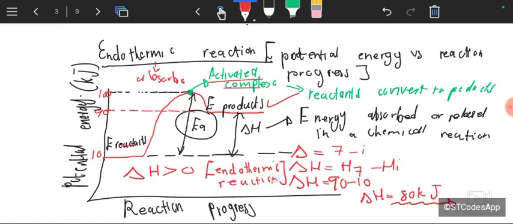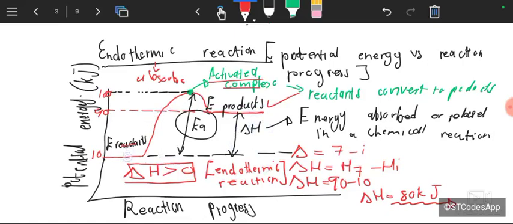It's an endothermic reaction if the enthalpy change is greater than 0. If they show you something like this in an exam, you must be able to identify that this is an endothermic reaction, because I just told you if you absorb more, it means that finally your energy is going to be more than your initial energy when you subtract them to get the enthalpy change, which is the energy from where you start to your product.